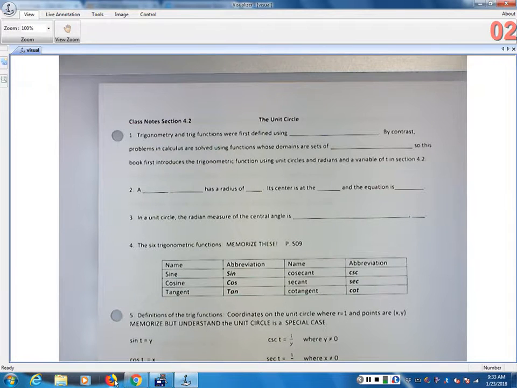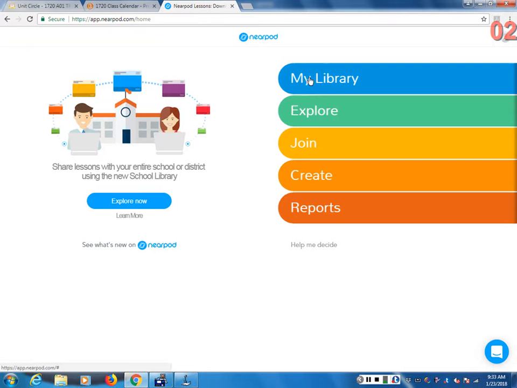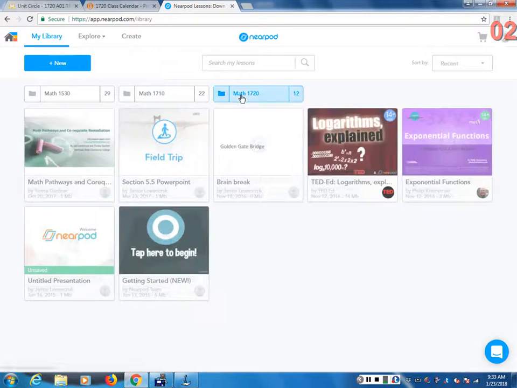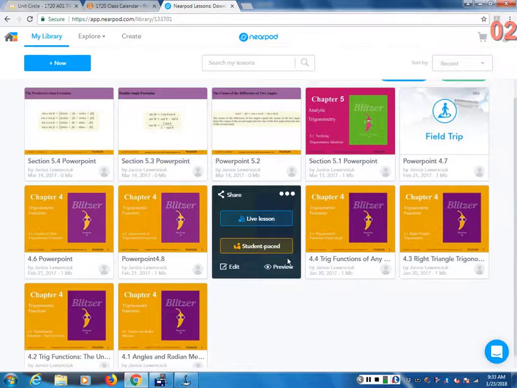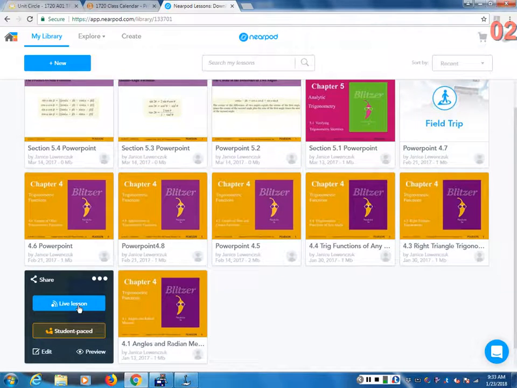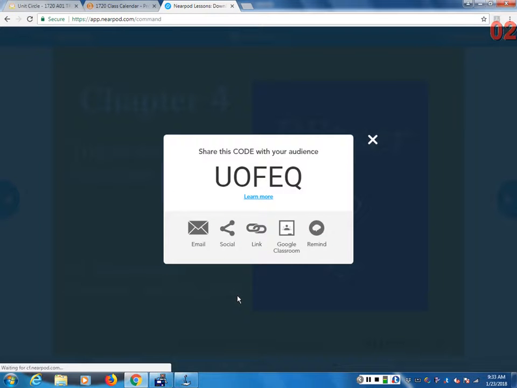And I do have a Nearpod, but it doesn't have much in it, except it has slideshows. It has the slides, but my library. I'll start it. It does have one link. This is a live lesson, UOFEQ. You go to nearpod.com and get into that on the computer. It is really nice to be in the classroom with computers.